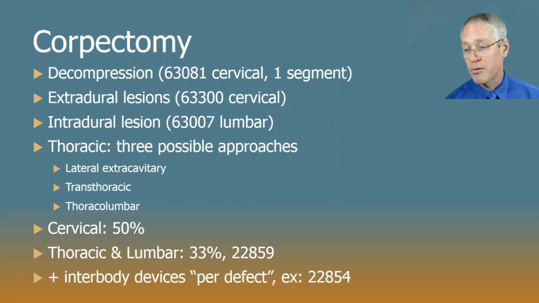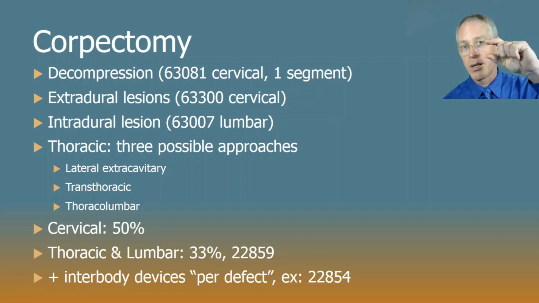Now, the requirement in CPT Assistant for the degree of vertebral body that must be removed to count as a corpectomy is 50% in the cervical region, and thoracolumbar is 33% to code as a corpectomy. I like to educate surgeons to be careful about designating what percent they remove if it's anything less than the whole thing. And again, the interbody devices are per defect, not per vertebral body removed. So corpectomy is per vertebral body, but the interbody device is just 1 device, whether it's through 1 corpectomy, or 2, or 3, no matter how long that thing is, it's 1 device, 1 space.